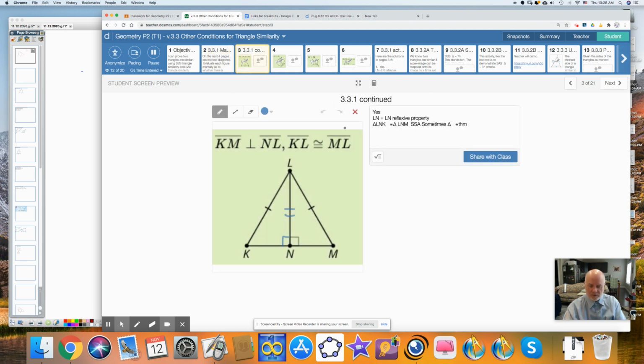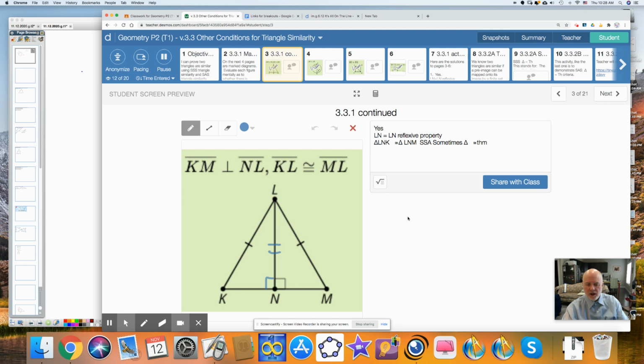On this first one, I'll try to make it larger so that you can see it. I have marked this side is congruent to itself by the reflexive property. And now the 2 triangles are congruent. Why? Because of the side-side-angle sometimes theorem, triangle congruence theorem. This angle is 90 or more. This always works.